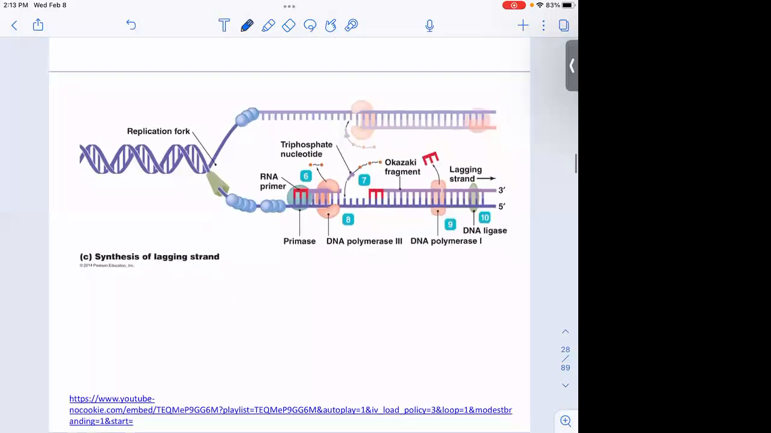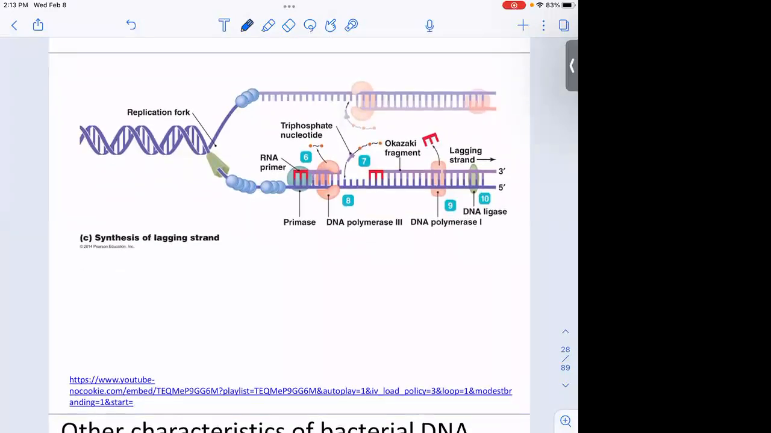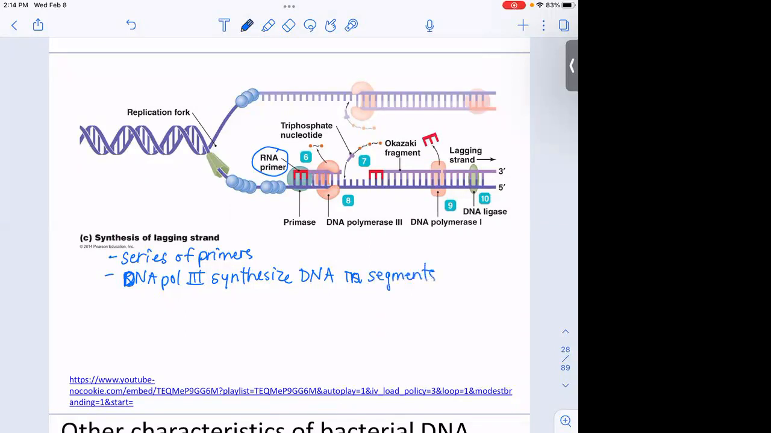Okay, pretty straightforward, except you have to replace the primer. On the lagging strand then, like I said, we have a series of primers. They're written here in red. So that DNA polymerase 3 will synthesize DNA in short segments called Okazaki fragments.